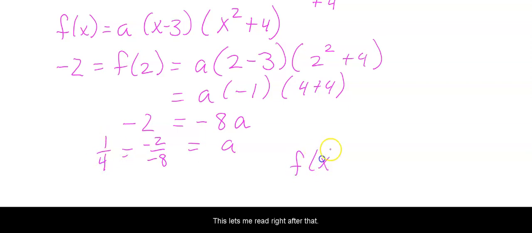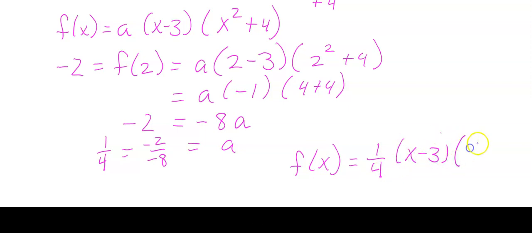This lets me rewrite f of x as 1 over 4 times x minus 3 times x squared plus 4.